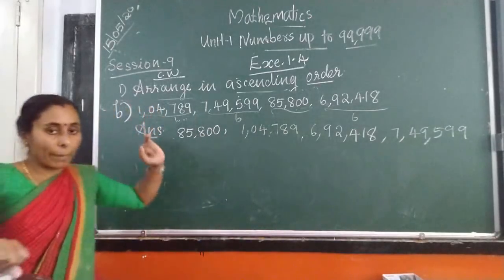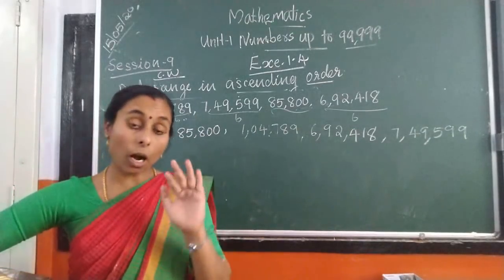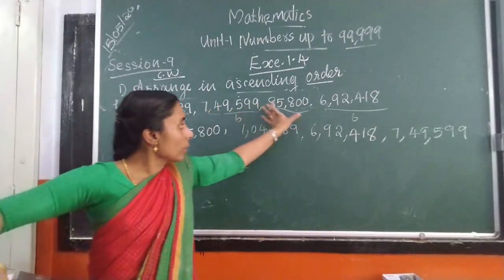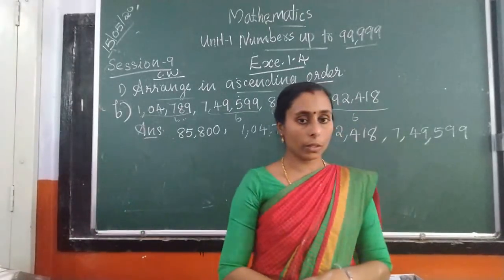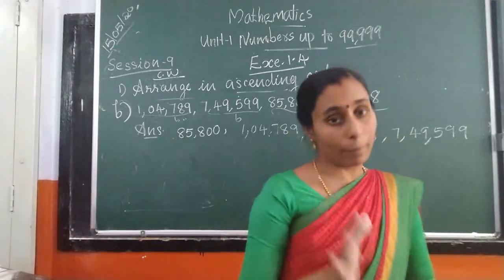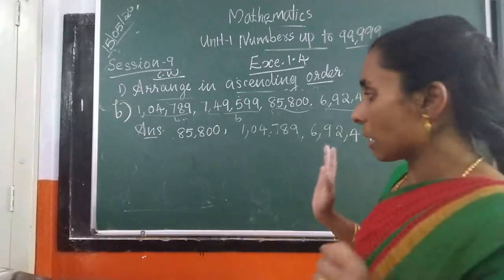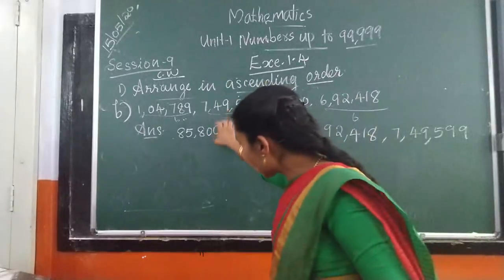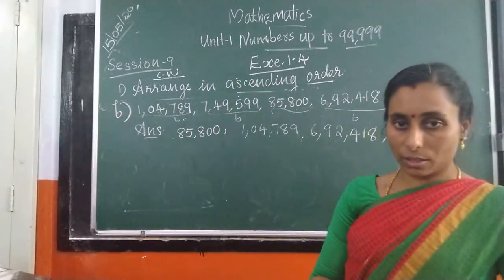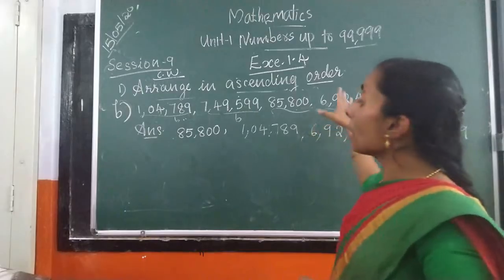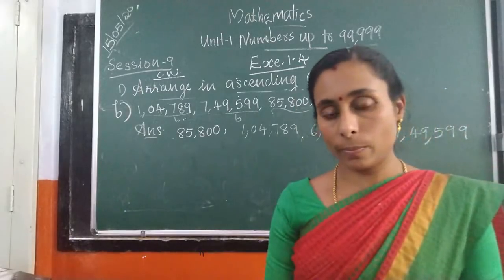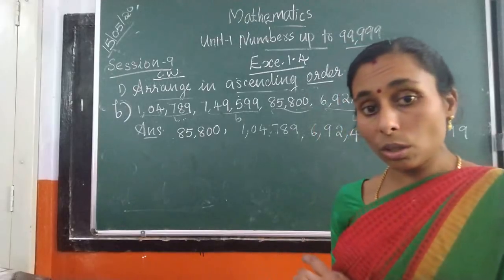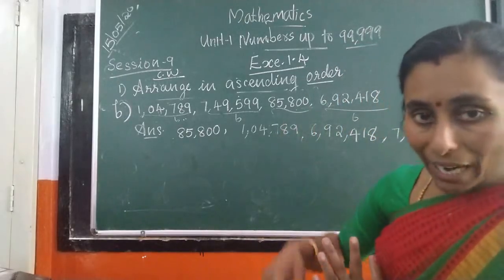First we have to compare the digits. Count the digits. Here 6 digit, 6 digit, 5 digit, 6 digit. So we can say 5 digit number is smaller than 6 digit number. So I have written the 5 digit number first. Then 3 numbers have the same digits.